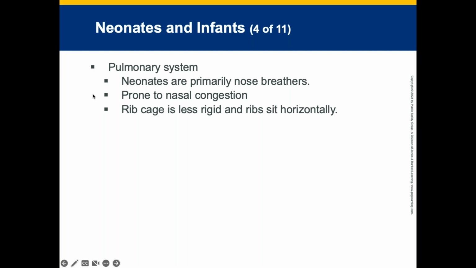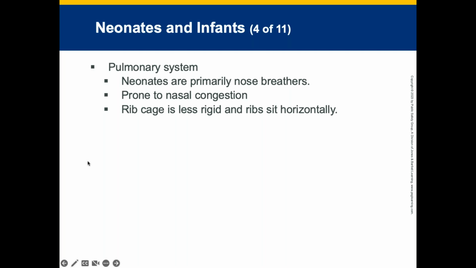Infants younger than 6 months are particularly prone to nasal congestion, which can lead to upper respiratory infections as well. So you want to make sure that the infant's nasal passages are clear and unobstructed by any mucus. So again, bulb syringe, pull it out.